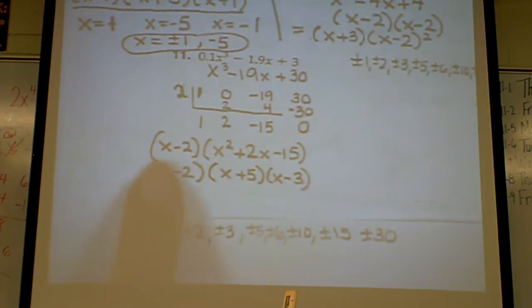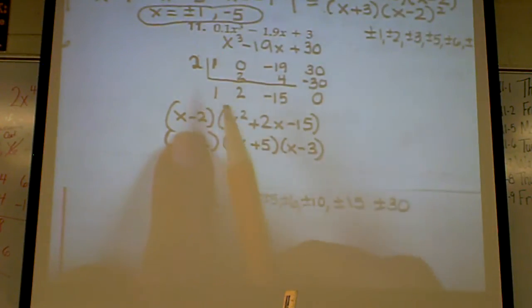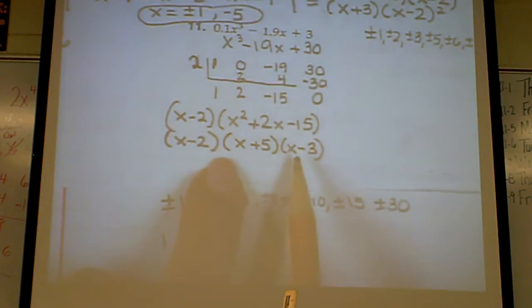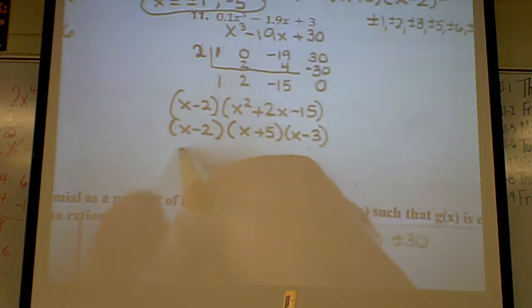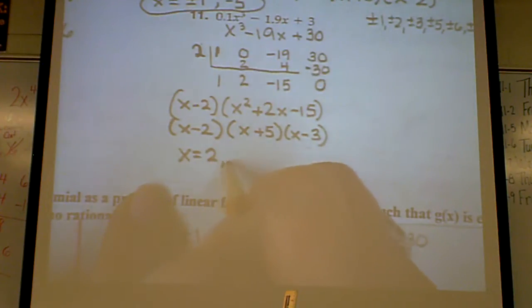And by the way, the first one that works on this one is 2. 2 works, and then you end up with 1, 2, and negative 15. And then you can simply factor this to be x plus 5, x minus 3. So the question is, what are the zeros, the rational zeros? What are you going to write? 2, negative 5, 3.